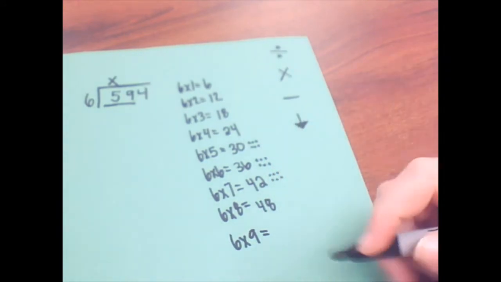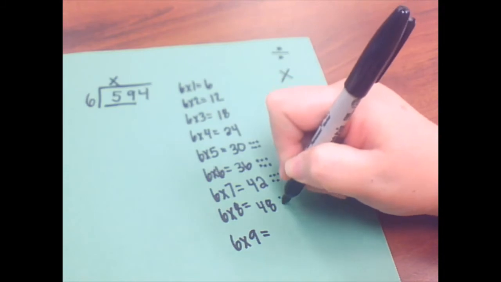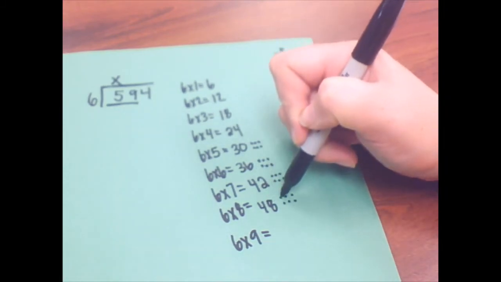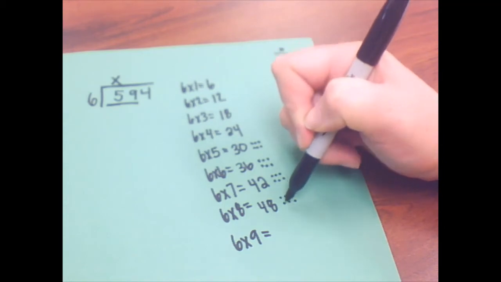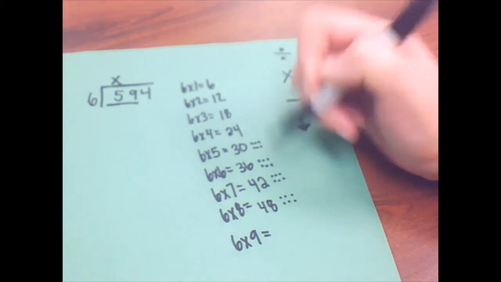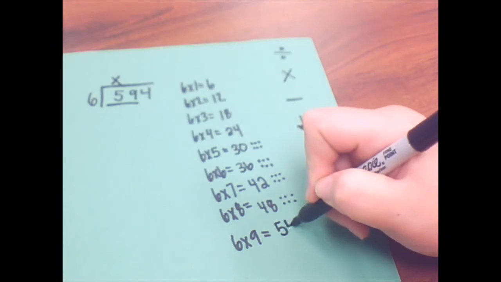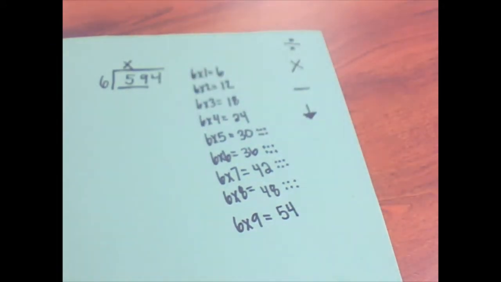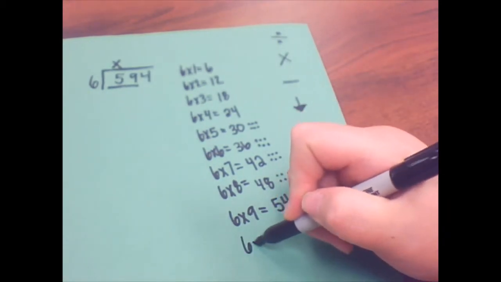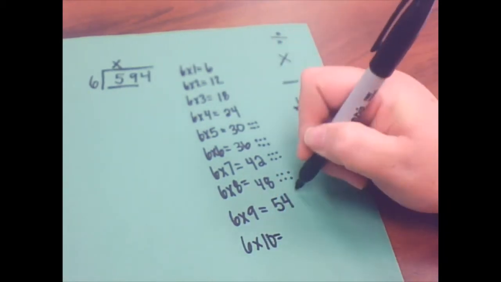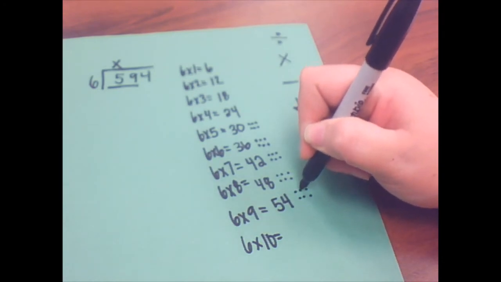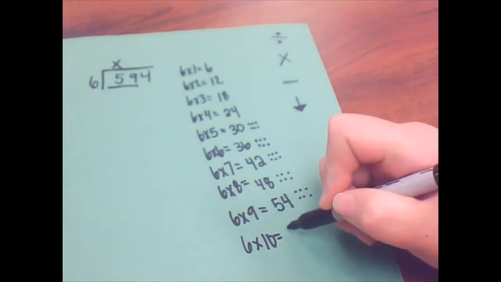6 times 9. I'm at 48, 49, 50, 51, 52, 53, 54. Okay. Still not at 59 yet. I have to keep going. 6 times 10. 54, 55, 56, 57, 58, 59, 60.